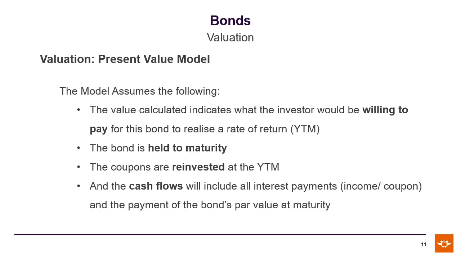Now, every model comes with underlying assumptions, so it's extremely important to bear in mind what these assumptions are. This particular model assumes the value calculated indicates what the investor would be willing to pay for this bond to realize a return which is equal to the yield to maturity. The bond is also assumed to be held to maturity. The coupons here are reinvested at the yield to maturity, and the cash flows will include all interest payments, income or coupon, and the payment of the bond's par value at maturity.